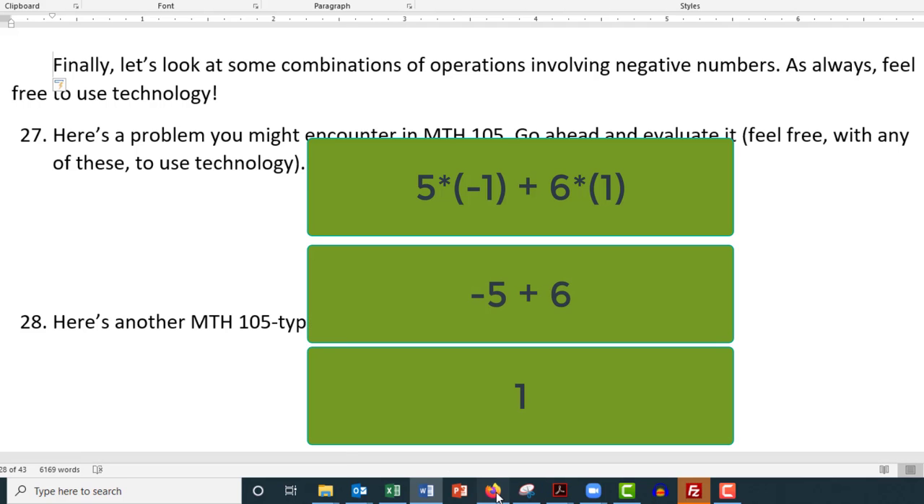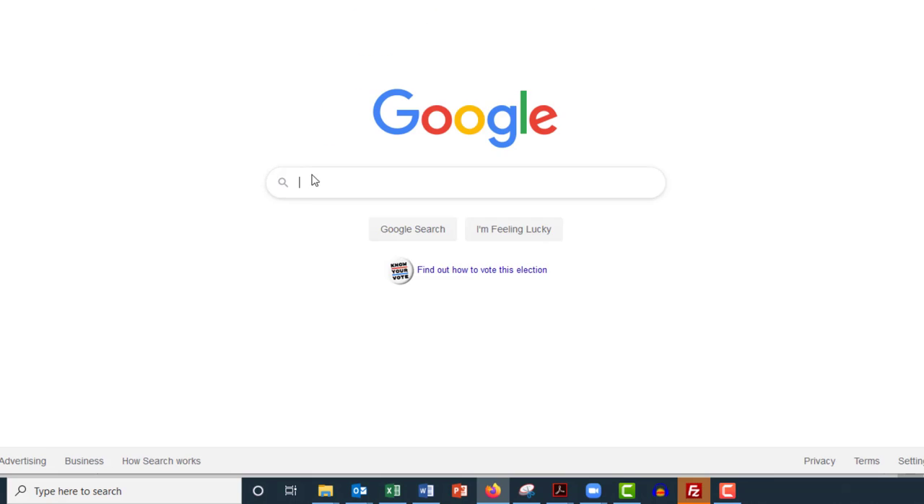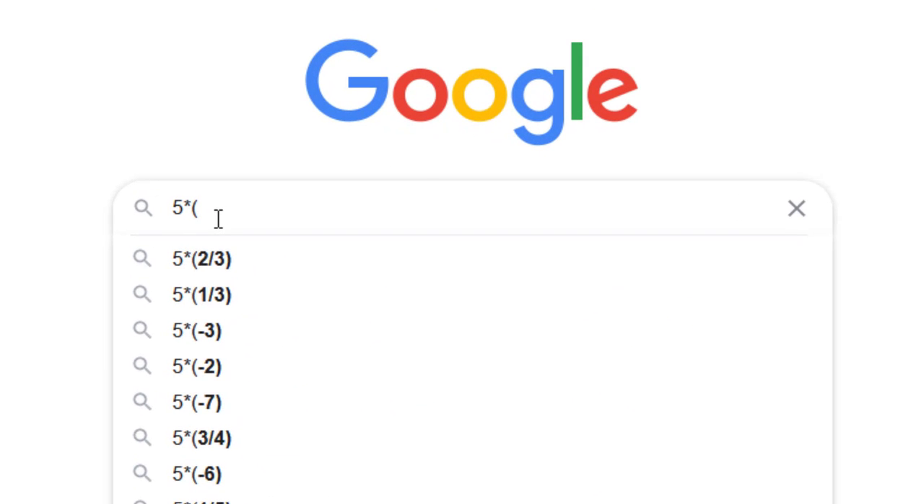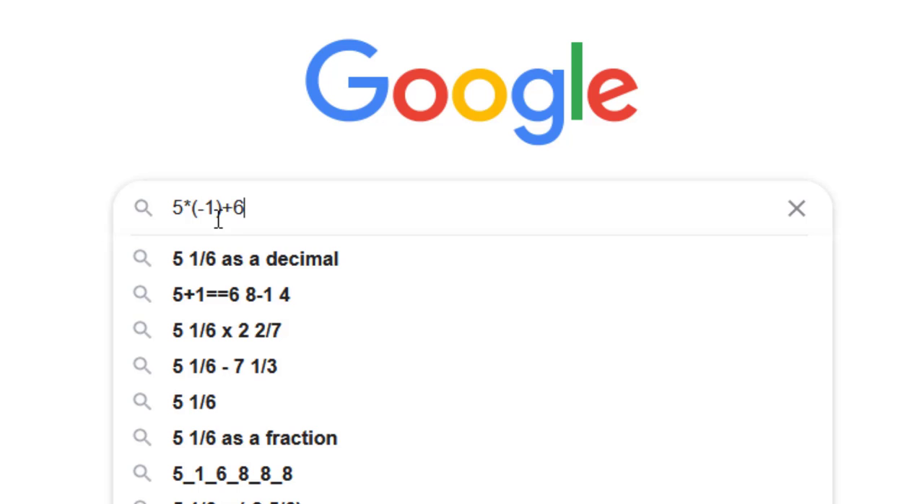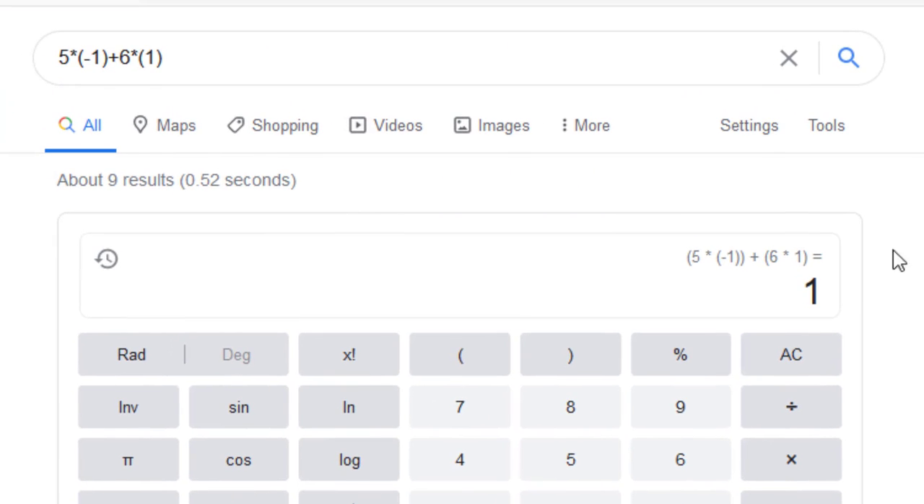Totally fine. You can also go to Google and type 5 times -1 plus 6 times 1. And it's going to tell you it's equal to 1. So by all means, feel free to use technology.